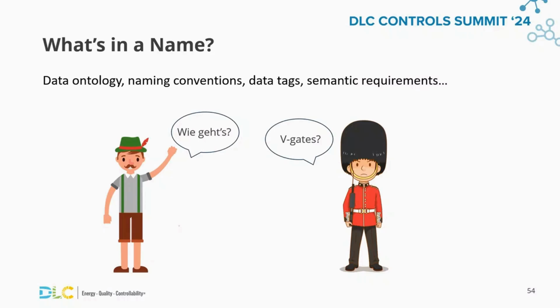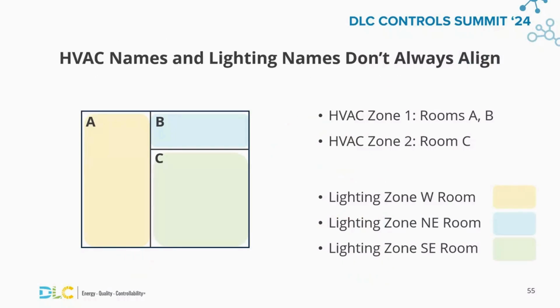The room names in the lighting software may be completely different from how the exact same rooms are named in the HVAC software. Data ontology, naming conventions, data tags, and semantic requirements are some of the words that you'll see related to this challenge.